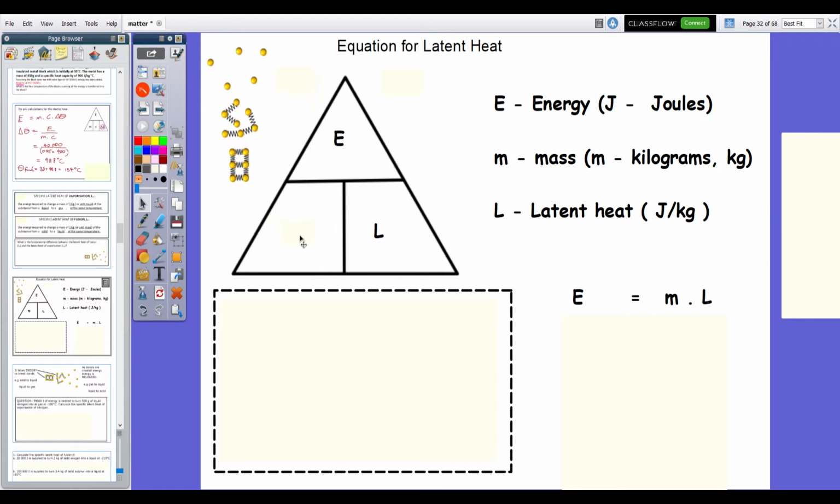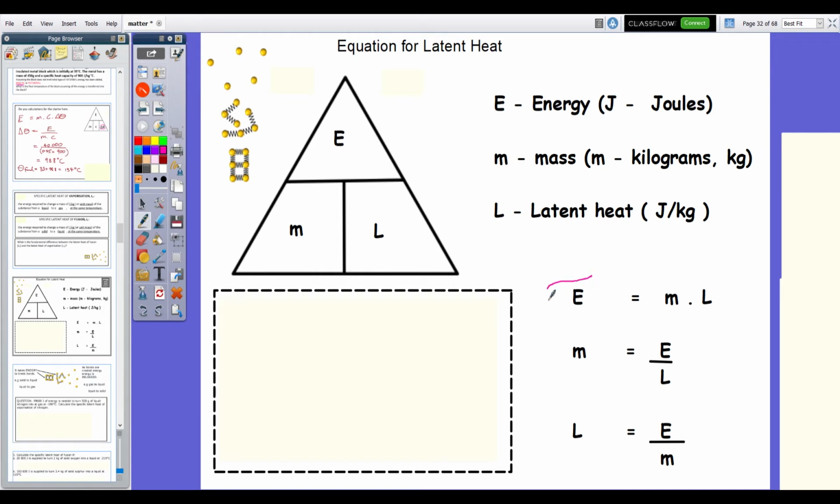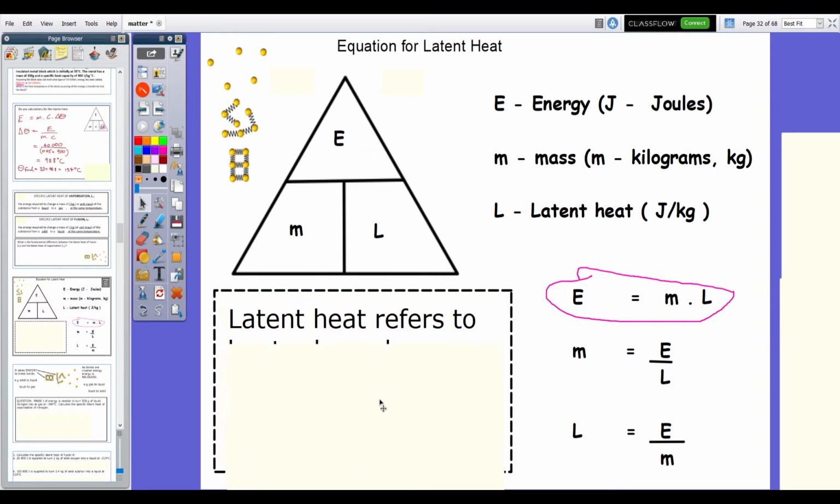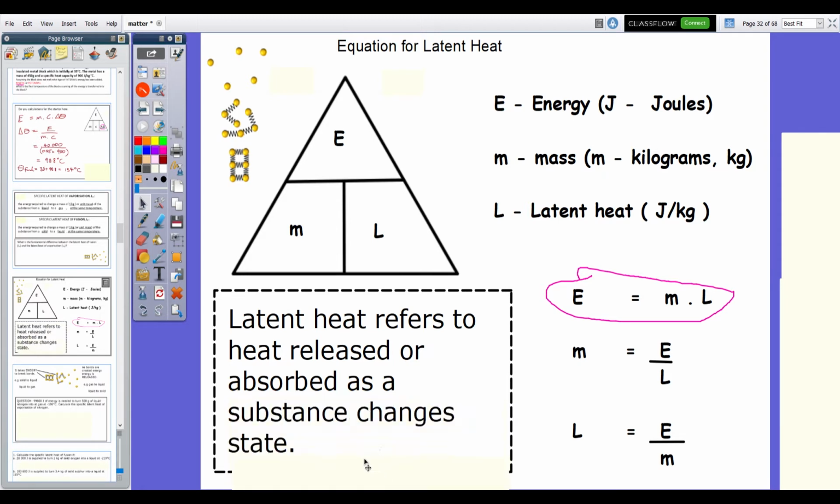Now, we cover up M, we see E over L, and if we cover up L, we see E over M. So there we go, we put those two formulas in. We've done that a few times now, haven't we? So there are 3 different versions of that formula. You always start off with the standard version. If you're going to do any working, explaining, you're going to start off with this version here and then rearrange it. What does it mean? The latent heat refers to the heat released or absorbed as a substance changes state. And remember, that's all going to be happening at the same temperature. So there's no delta theta appearing in this formula.